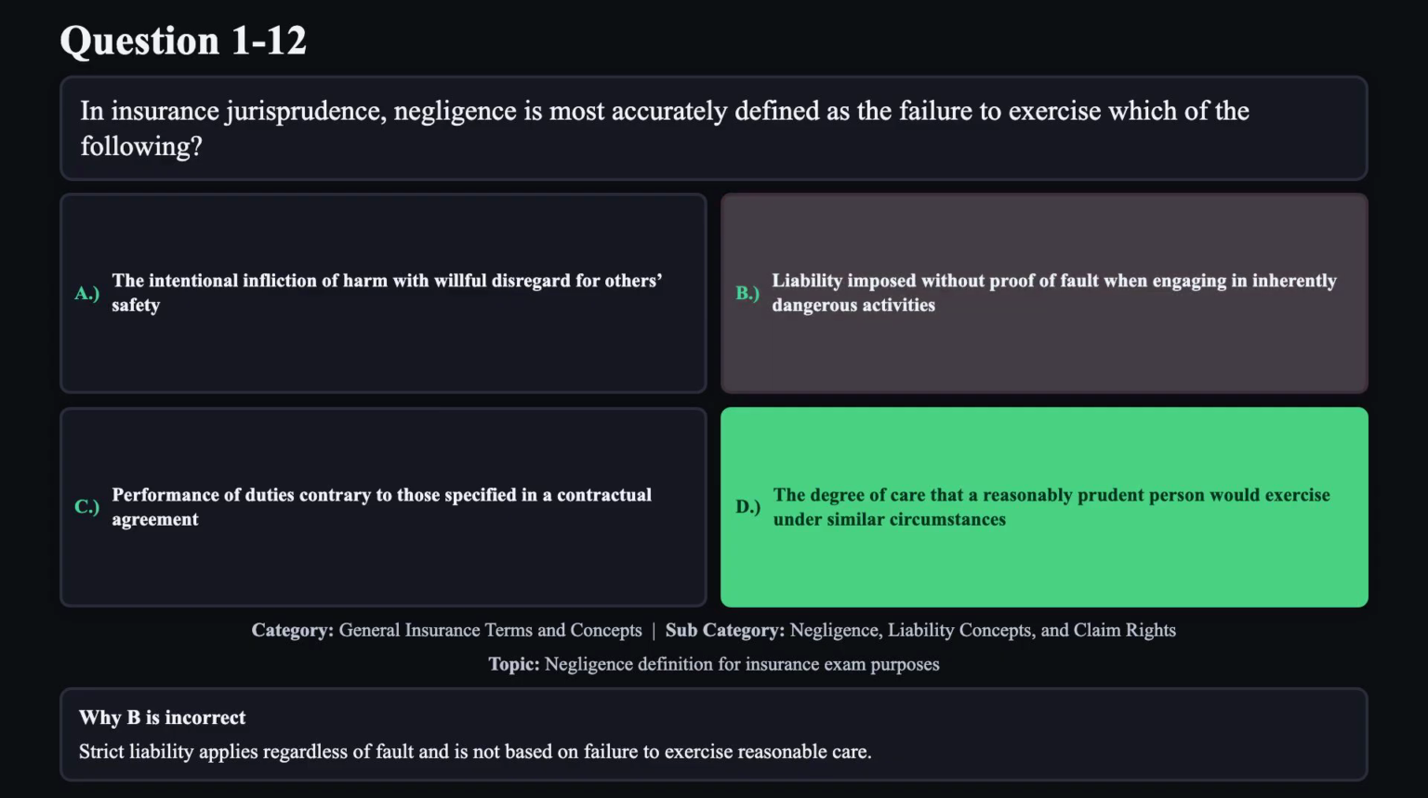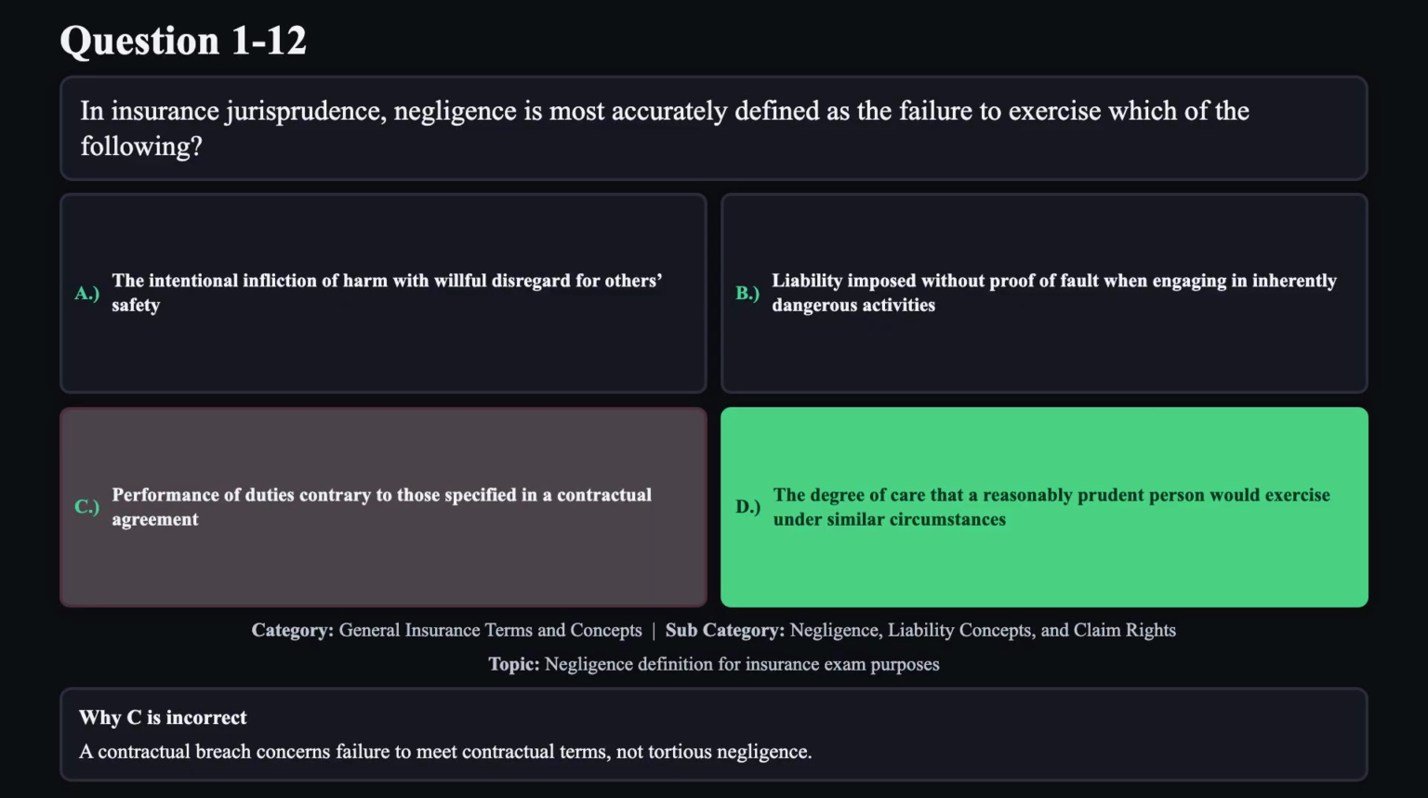Reason B is not correct. Strict liability applies regardless of fault and is not based on failure to exercise reasonable care. Reason C is not correct. A contractual breach concerns failure to meet contractual terms, not tortious negligence.